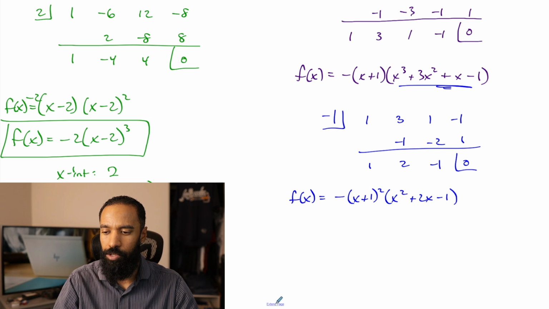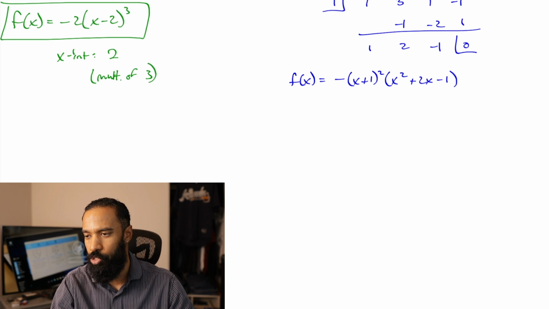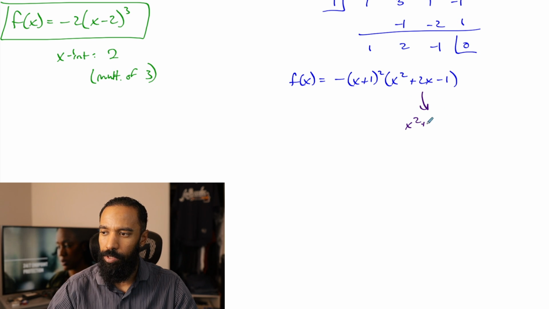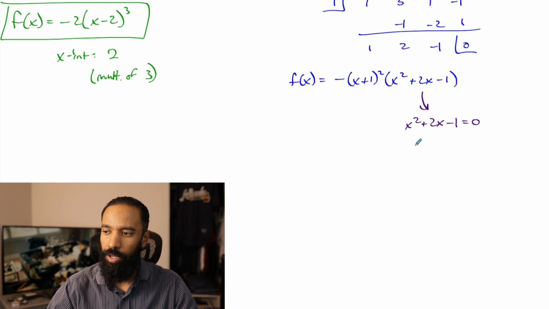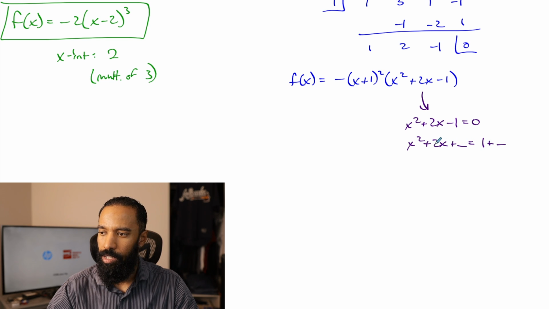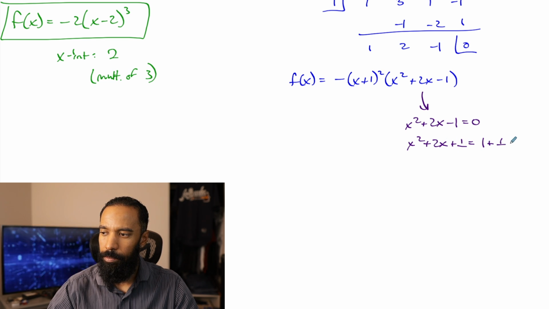So we got to solve that using quadratic formula or completing the square. I'm going to go by completing the square myself. We got to set this guy equal to 0. We're going to add 1 to both sides. And we're going to add something here that's going to complete the square. Divide by 2 and square it, you get 1.